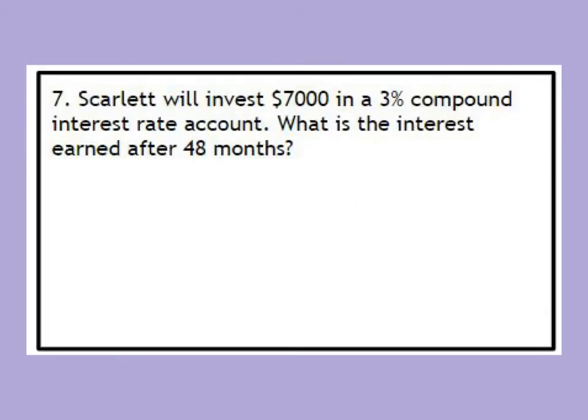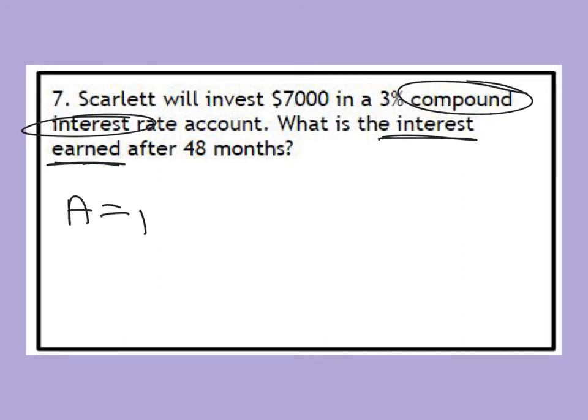Question 7. Scarlett will invest $7,000 into a 3% compound interest rate account. What is the interest earned after 48 months? So let's go ahead and underline the part where it says interest earned. And then we're going to circle the part where it says compound interest. So then I'll go ahead and write my compound interest formula, which is A equals P times 1 plus R to the T power.